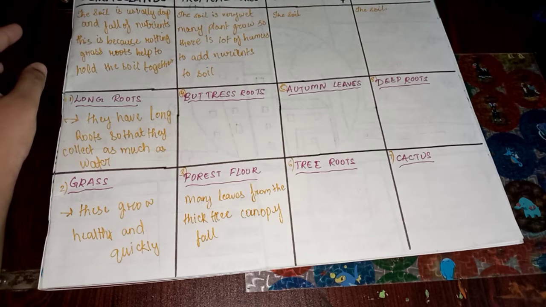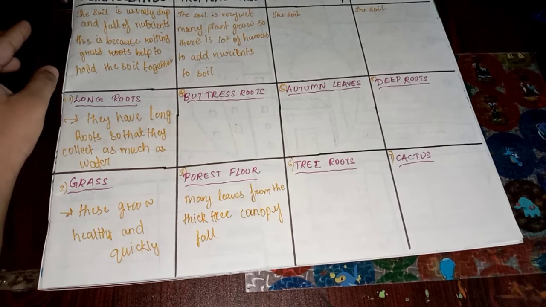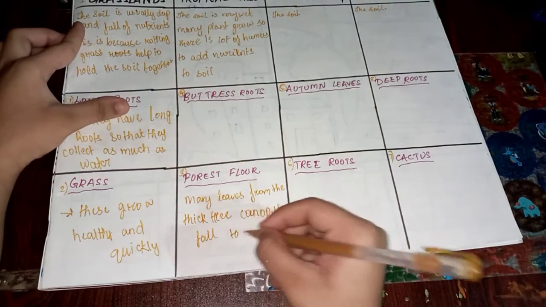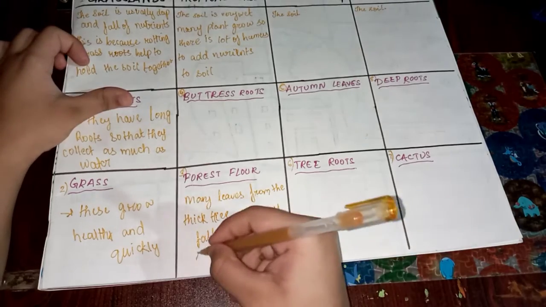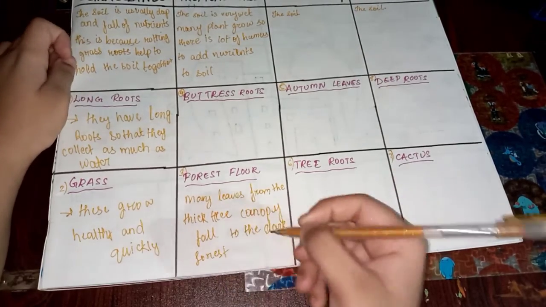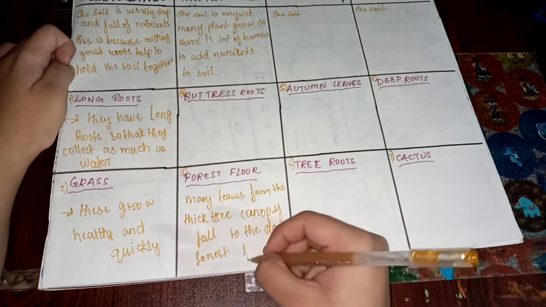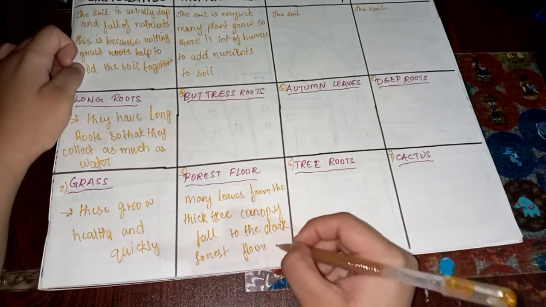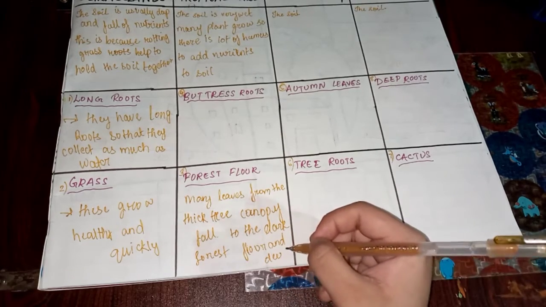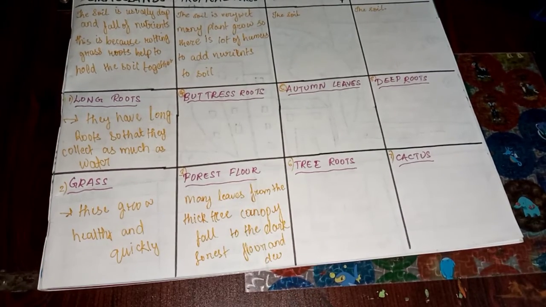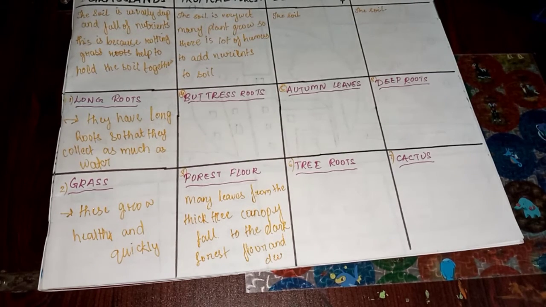Many leaves from the thick tree canopy fall to the dark forest floor and decay. So these beautiful trees shed their leaves from the canopy. What happens? These beautiful leaves decay in the soil and they actually make the forest floor.